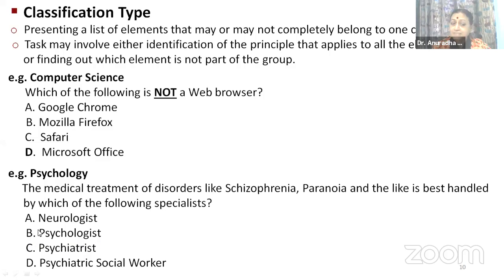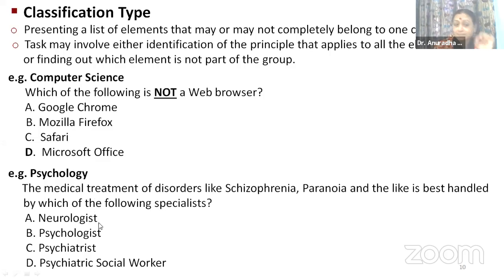While a psychologist deals with behavior disorders, he is not equipped to prescribe drugs. He is not equipped to prescribe medicines. The medical treatment of disorders can only be handled by a psychiatrist. A psychiatric social worker is definitely involved in the healing process and so on, but from a different perspective. He looks into the family setting, what are the economic compulsions of the patient, the family members. He tries to build up interpersonal relations and so on. A neurologist is looking into the nervous system.